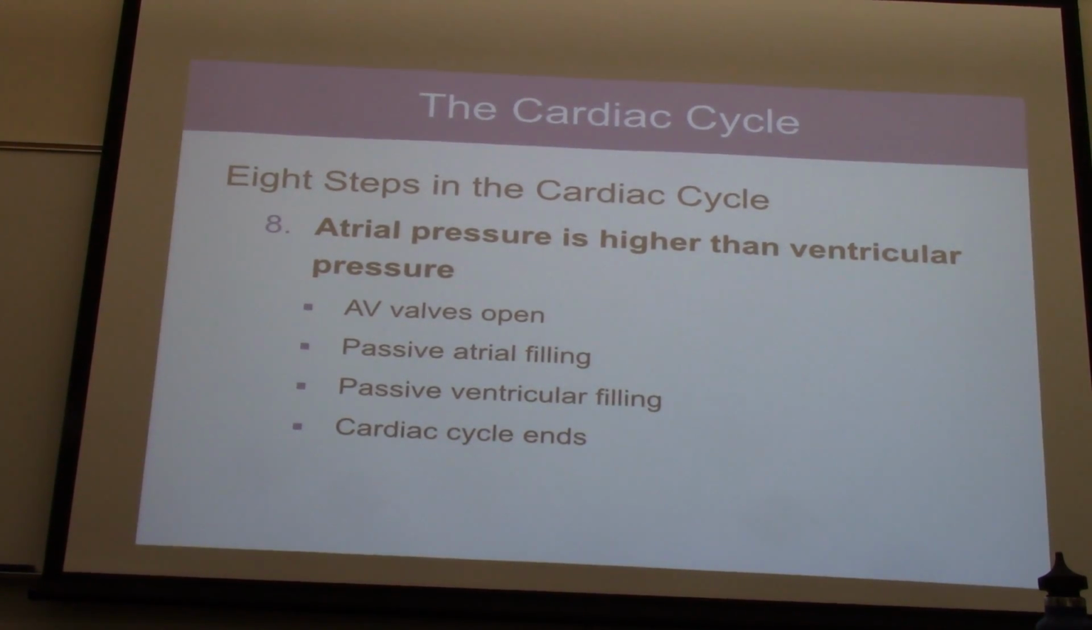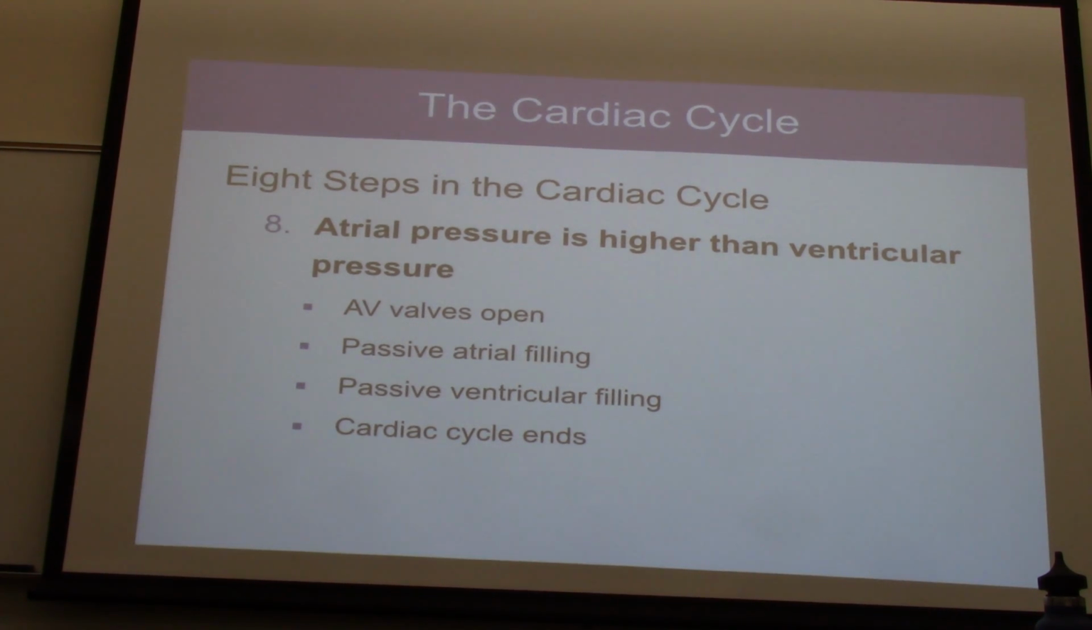So we're almost to the end, and now blood has been pouring into the atriums while this ventricle has been doing its thing. The atrial pressure now is higher than the ventricular pressure, and once the atrial pressure gets higher than the ventricular pressure, then the AV valves open again, mitral and tricuspid open, and that allows blood to start pouring down from the atriums into the ventricles again.